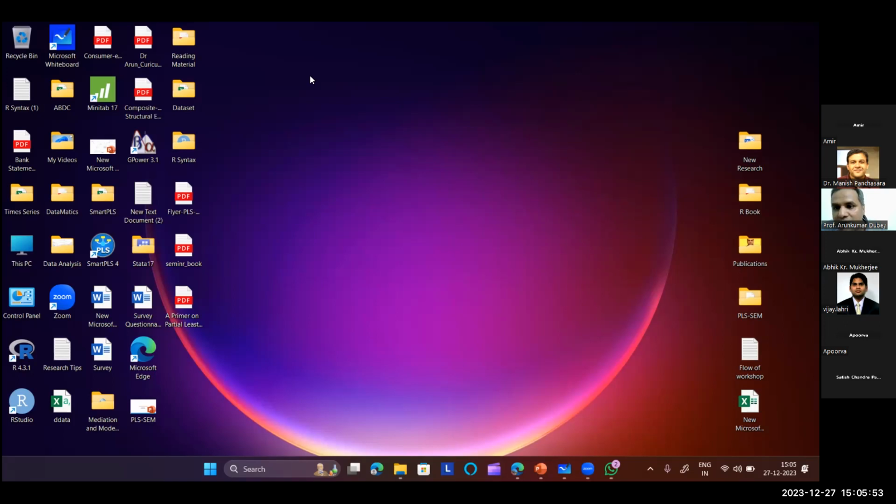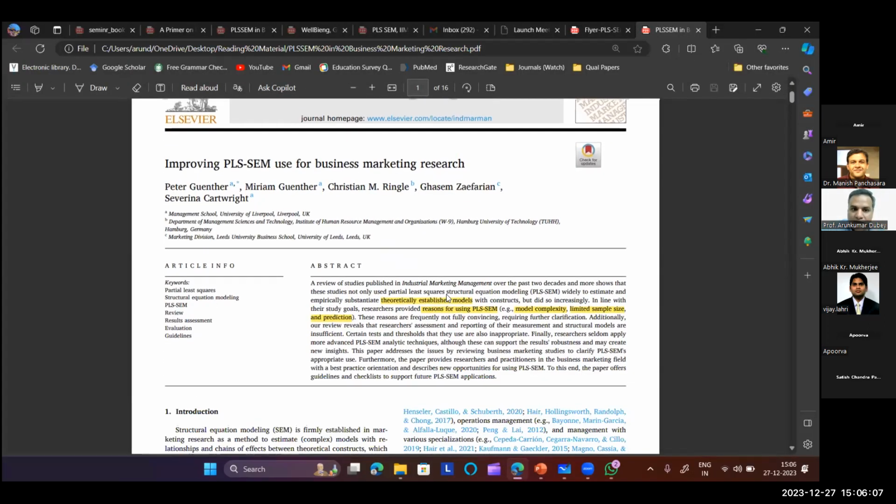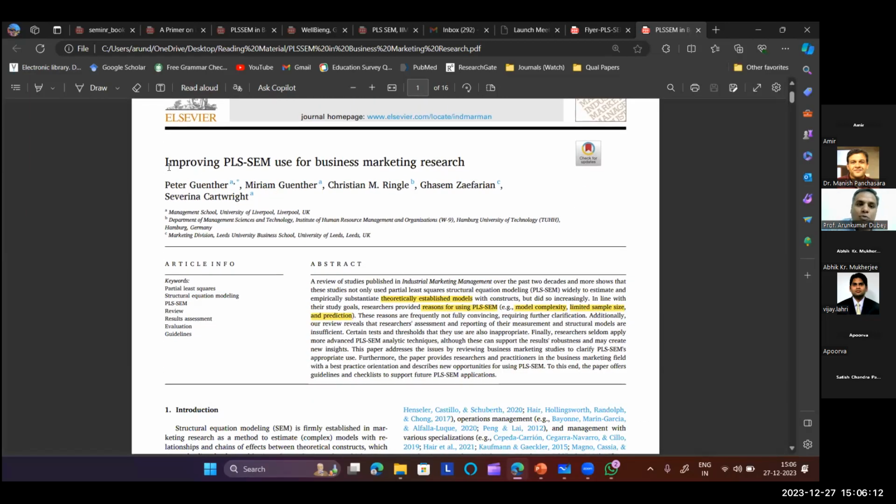Am I able to? I'm not able to. Okay, just a second. So if I focus here, just a second. Yeah, I think this is the paper. I recently came across this paper. It talks about improving PLS-SEM use for business marketing research. Now, I'll tell you a couple of arguments that researchers write in their research papers as to why they use PLS-SEM.